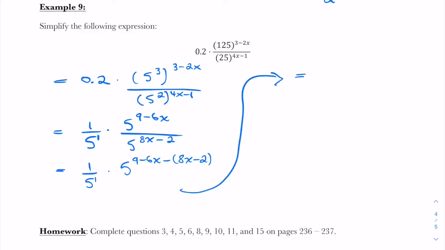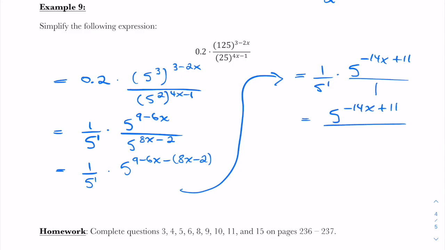Okay, let's continue to simplify. So that's 1 over 5 to the exponent 1 multiplied by 5 to the exponent of negative 6x take away 8x is negative 14x. 9 take away negative 2 becomes 9 plus 2, which works out to 11. This power of 5 is technically over 1, so we're multiplying fractions. That means multiply numerators and multiply denominators. And lastly, you're dividing two powers, so keep the base and subtract the exponents.